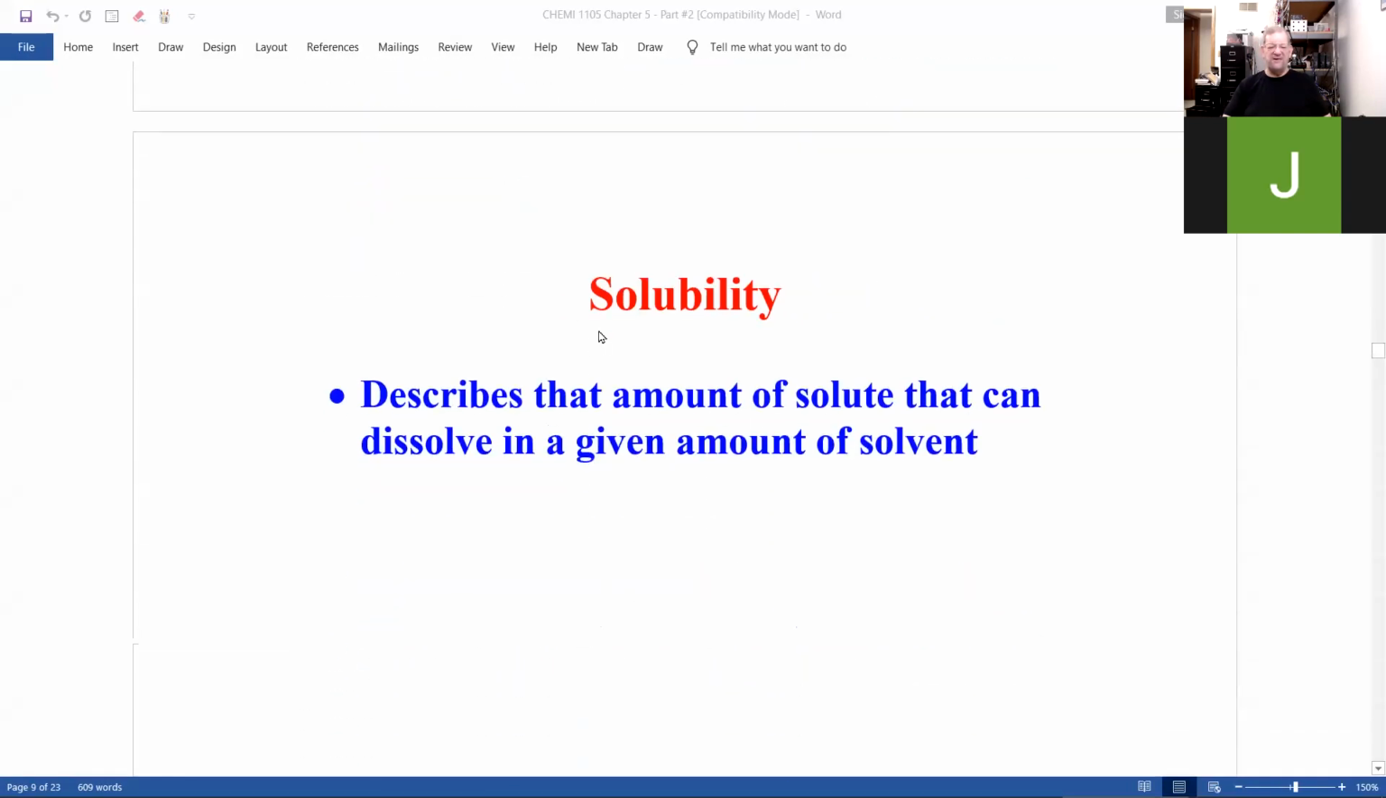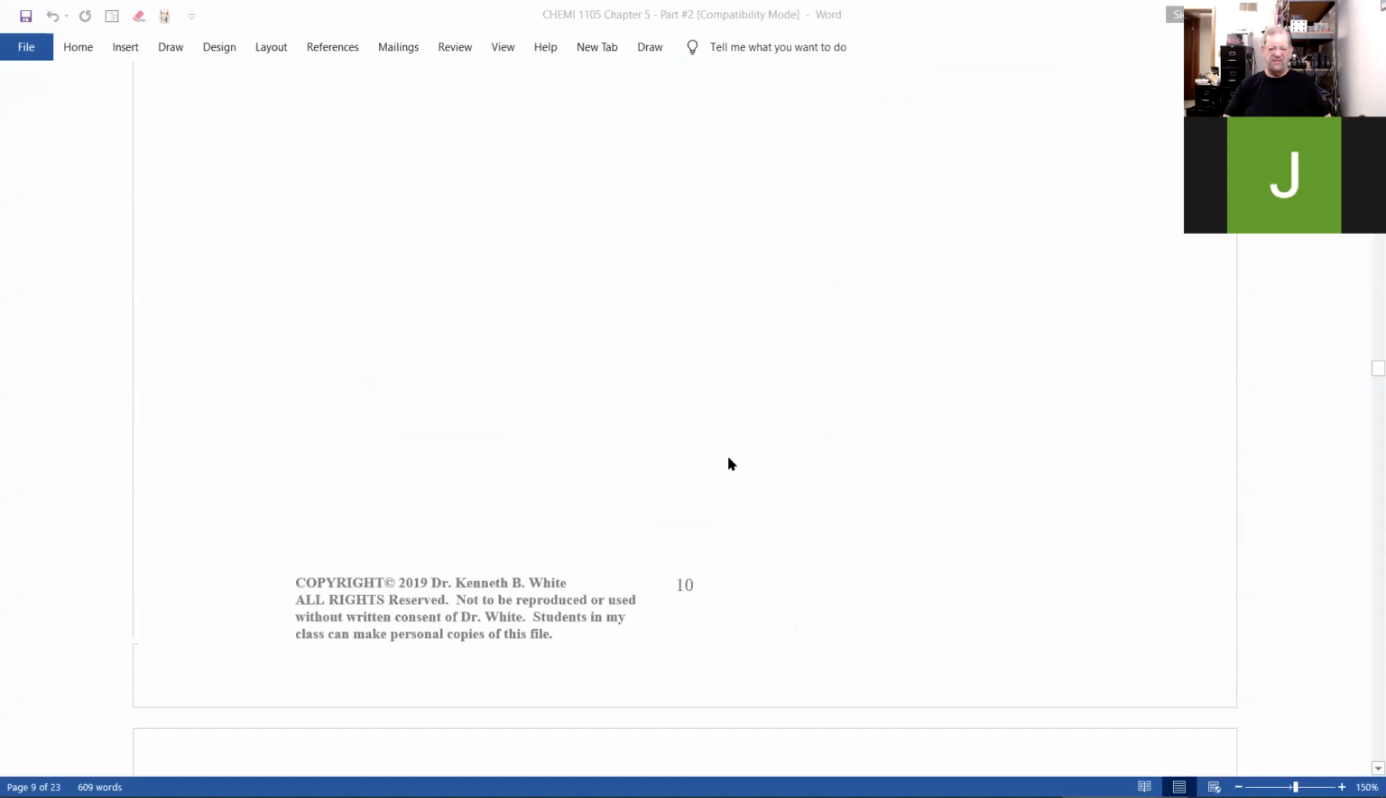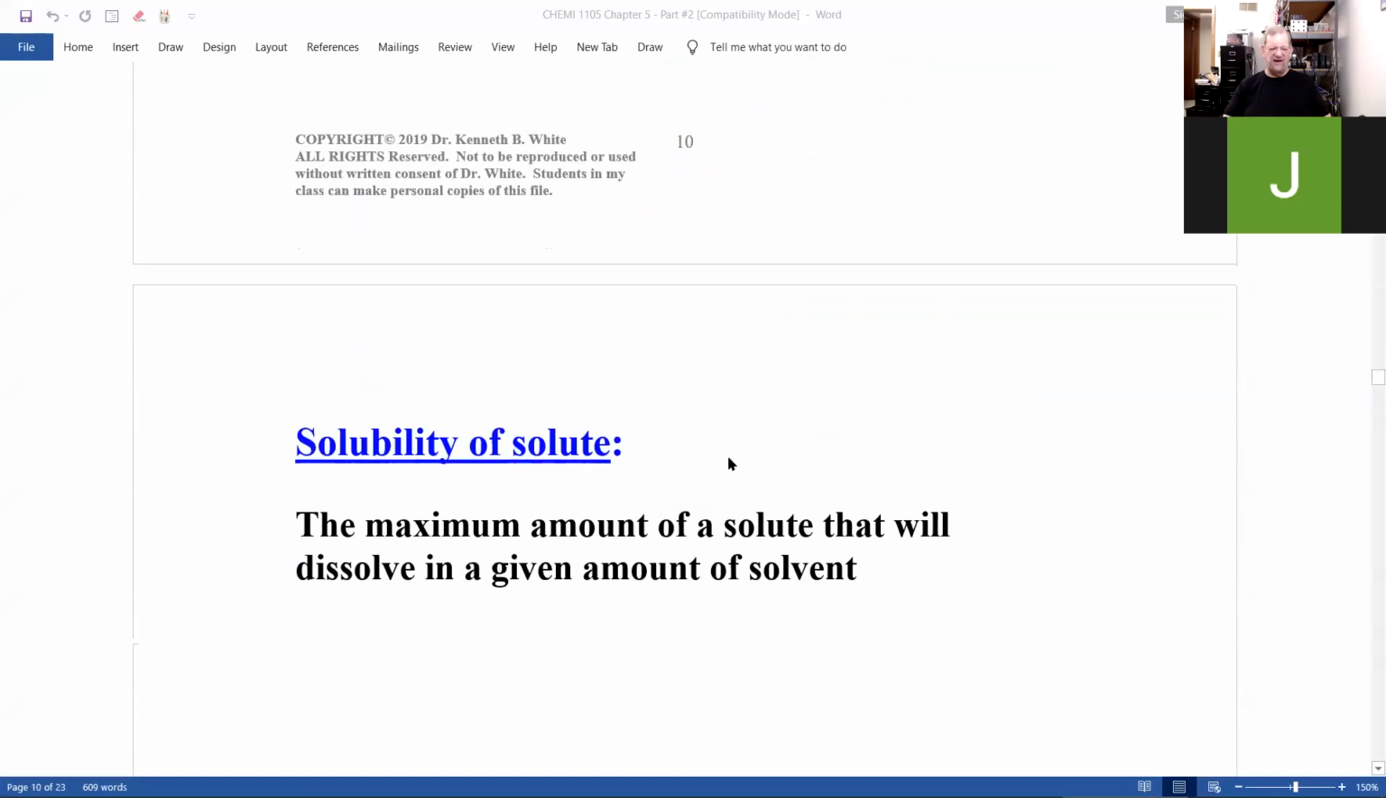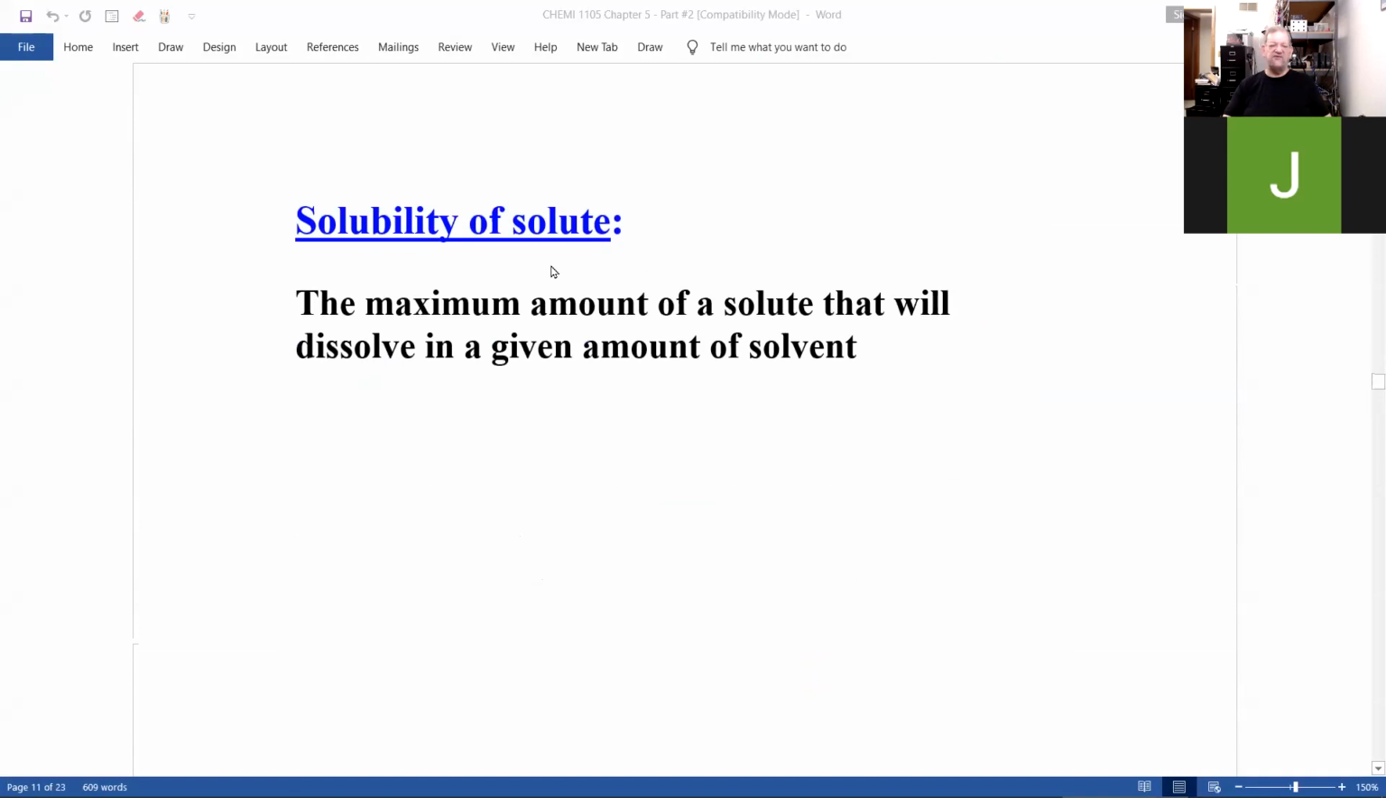All right, solubility describes the amount of solute that can be dissolved in a given amount of solvent. Switches on. The solubility of a solute is the maximum amount of solute that will dissolve in a given amount of solvent. You can't put one molecule more in there. It won't dissolve, or it will precipitate out, form a solid at the bottom. And let's look at the solubility of at least one compound.